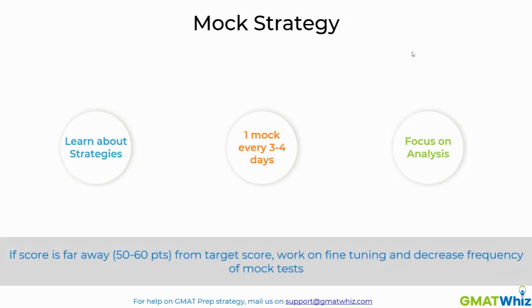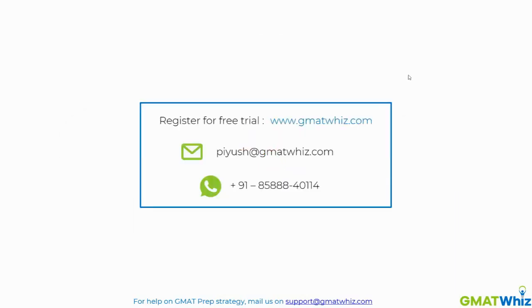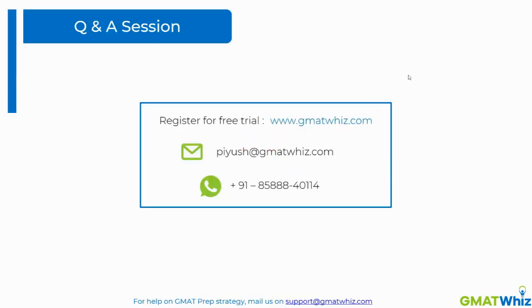And if your score in the mock is 50 to 60 points away from your target score, for example, the target score is 740 and your mock score is 650, then you should stop taking mocks. You should go back to the fine-tuning phase, work on it, and decrease the frequency of mock tests. Because if you continue taking mock tests, you'll waste more mocks. So it is very important that you get back on track, improve your skills, and then come to the mock stage again.